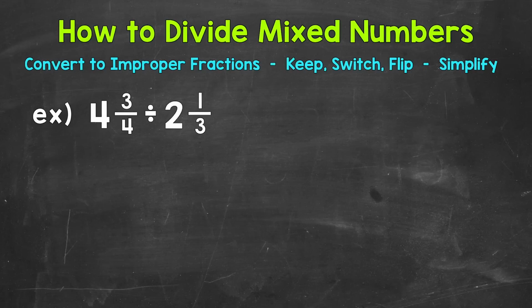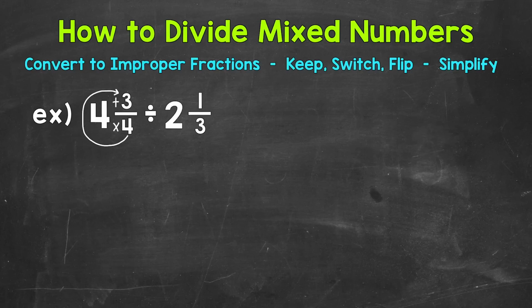So for our division example, we have 4 3/4 divided by 2 1/3. Now the first thing that we want to do is to convert these mixed numbers to improper fractions. That way we just have a numerator and a denominator. Let's start with 4 3/4. And we start at the bottom and work our way to the top. So we multiply, then add.